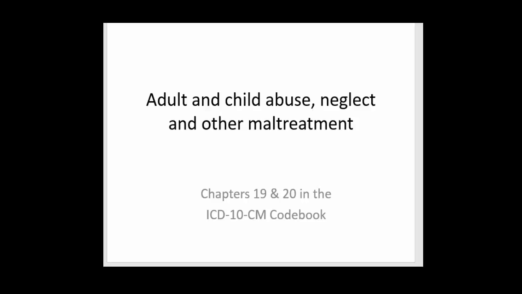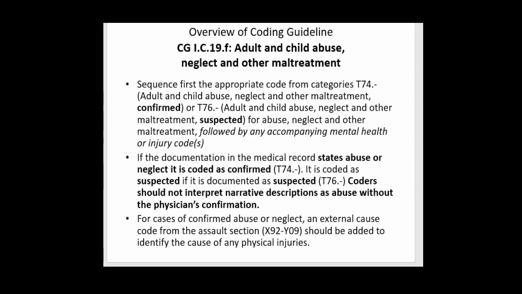Today we'll continue our discussion of Chapter 19's guidelines. These guidelines we're looking at today have to do with adult and child abuse, neglect, and other maltreatment. Some of them do require external cause codes, which are in Chapter 20, so we'll continue using both Chapters 19 and 20 in the ICD-10-CM Codebook. The guideline we're looking at is 1C19F, Adult and Child Abuse, Neglect, and Other Maltreatment.